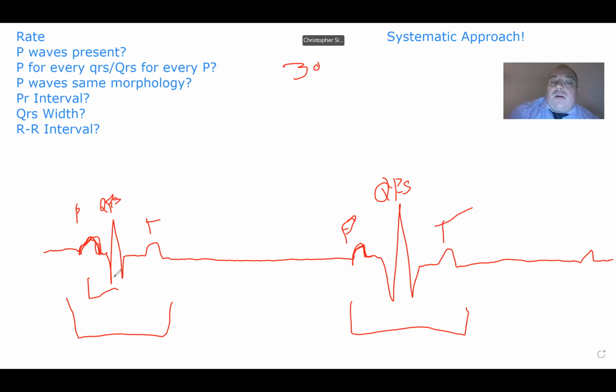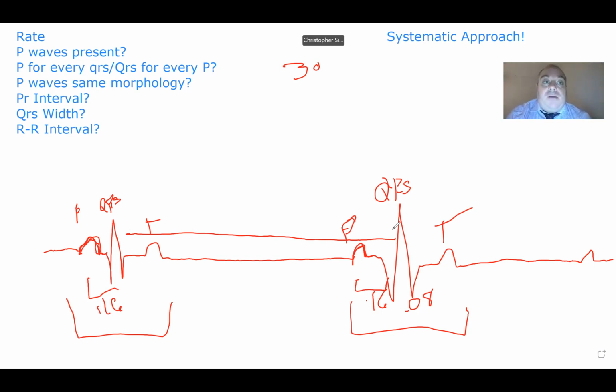PR interval. Well, what if I told you the PR interval was 4 small boxes? What would you tell me? You would say 0.04, 0.08, 0.12, 0.16. So the PR interval is going to be 0.16. Is that within normal limits? Yes, it is. QRS, let's just say it was 2 boxes. That's 0.08. Is that wide or narrow? That is narrow. And is my R to R interval regular? Well, it would help if we had a third one, but let's just say that the R's were regular all the way across, okay? And if the R's were regular all the way across, we would say this is a regular rhythm.